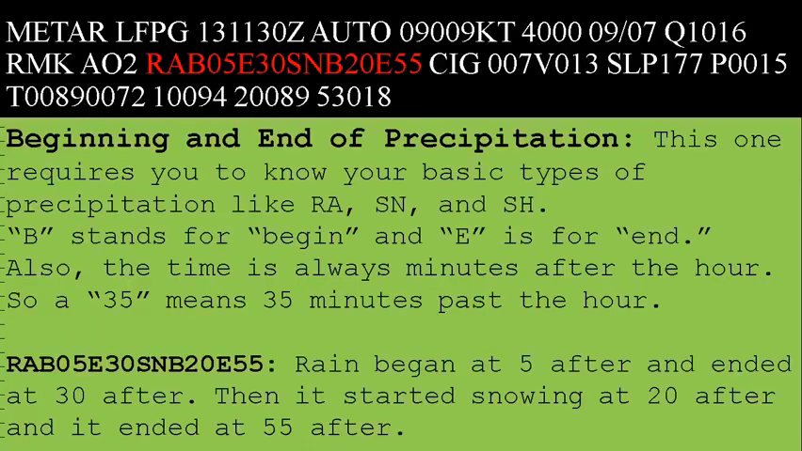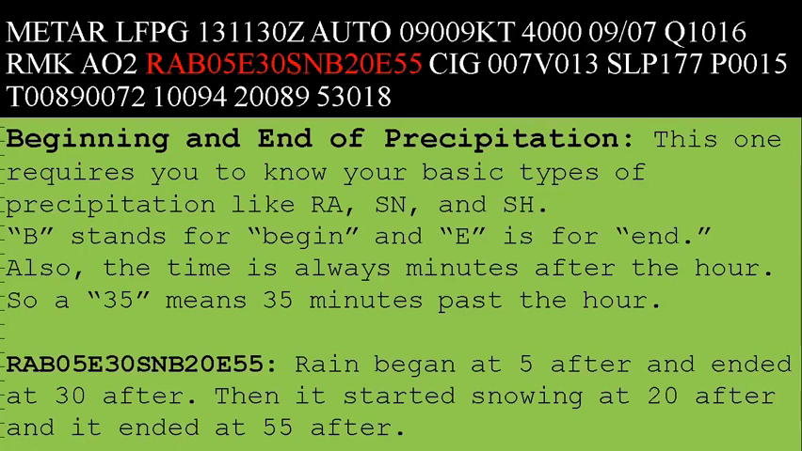Then beginning and end of precipitation. This one requires you to know your basic types of precipitation like rain and showers and so on. B stands for begin, and E stands for end. Also, the time is always minutes after the hour, because you can decode the hour from the METAR report itself. So if 35 is given, it means 35 minutes past the hour.